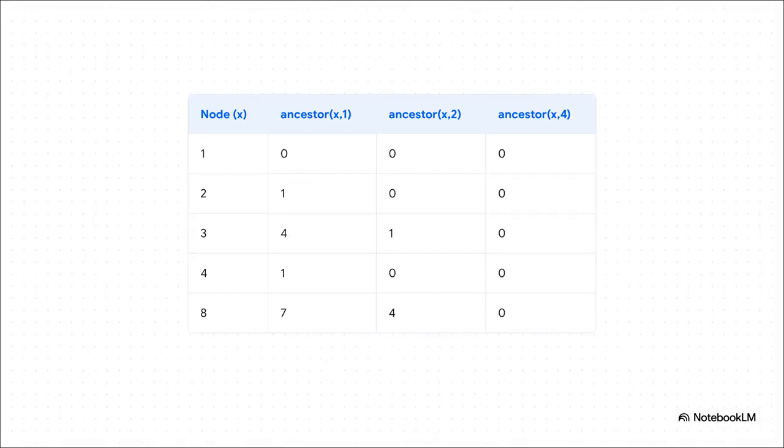So how do we build this elevator? We do a little bit of work up front. Before we answer any questions, we build this table. For every single node in the tree, we figure out where I end up if I jump 1 step, 2 steps, 4 steps, 8 steps, and so on. We pre-calculate and store all of these power of 2 jumps. This O(n log n) setup time is what makes everything that comes next so incredibly fast.